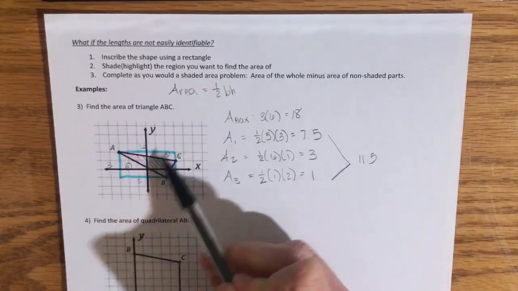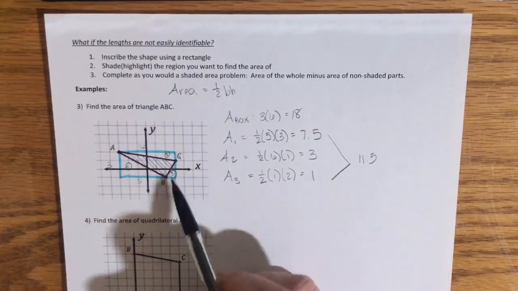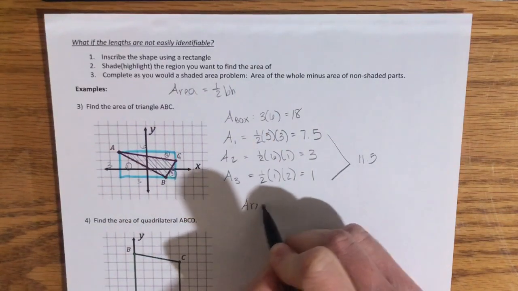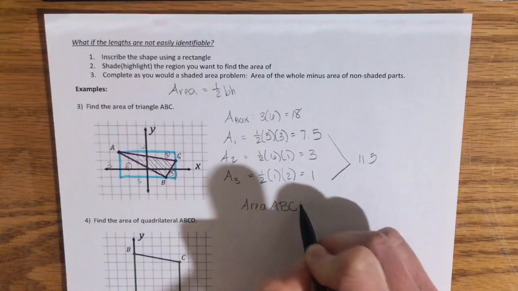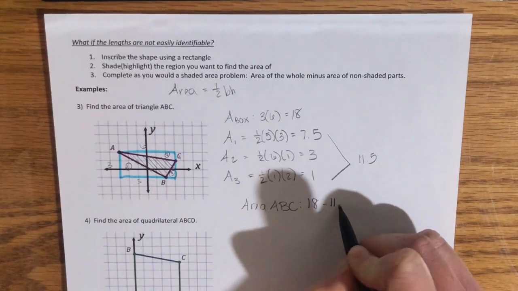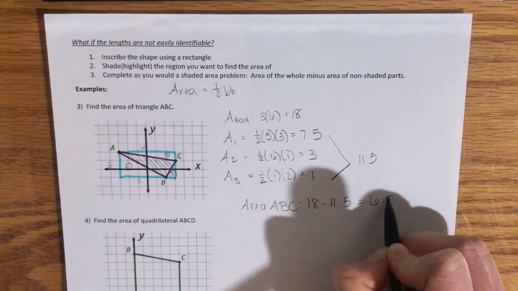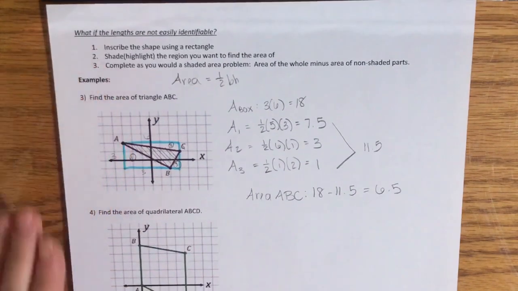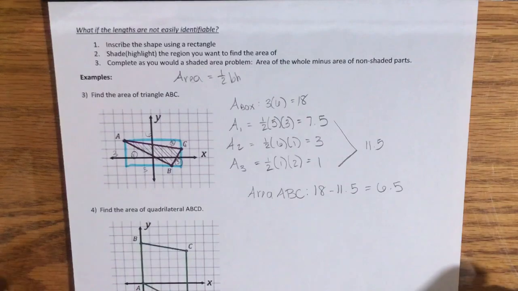So if the entire box is 18 and this non-shaded stuff is 11.5, the area of that triangle, which is ABC, can simply be found by doing 18 minus 11.5, giving us an answer of 6.5. A little tedious and a little bit more work, but it's not hard work. So your final answer for that one is 6.5. Okay? All right, so now we're going to try the next one.